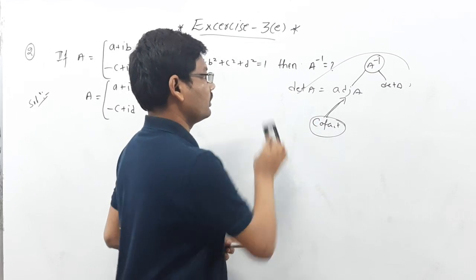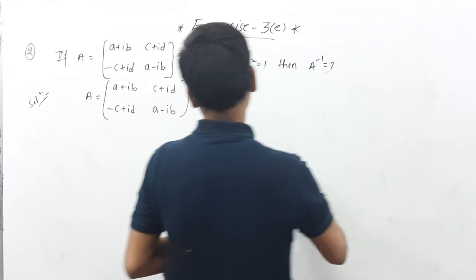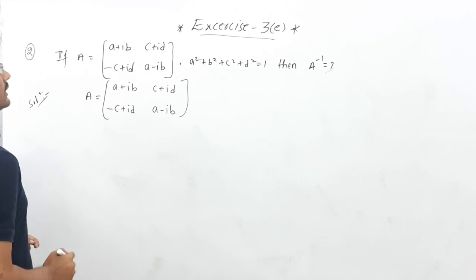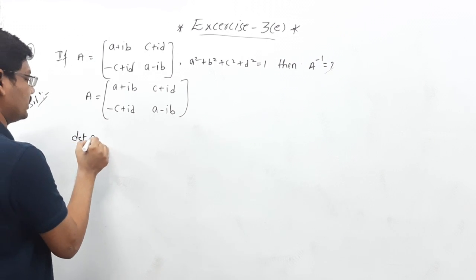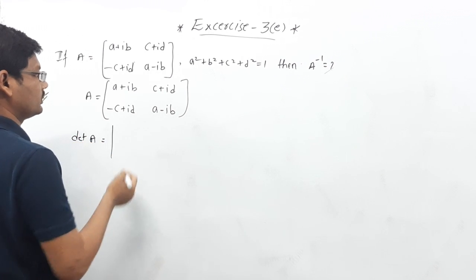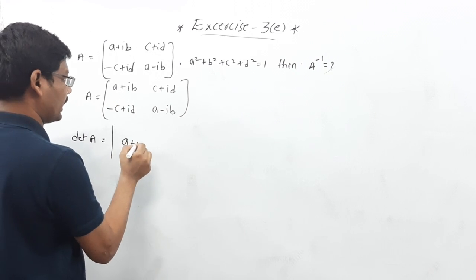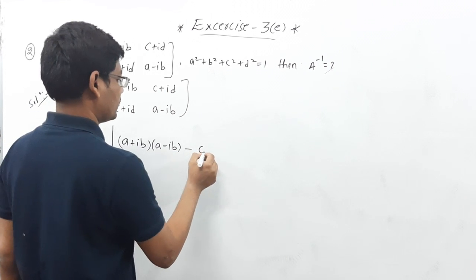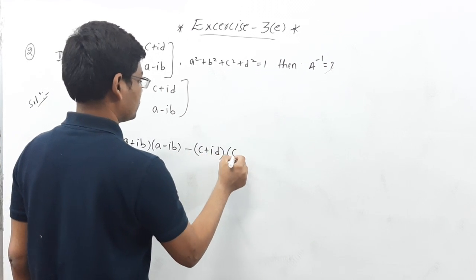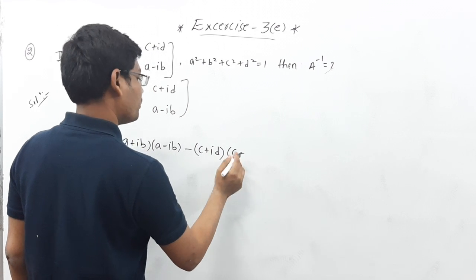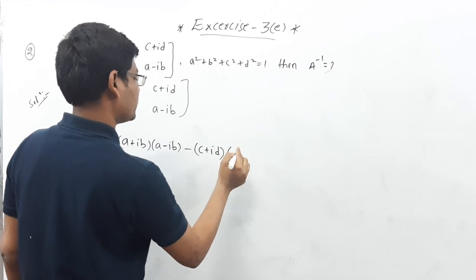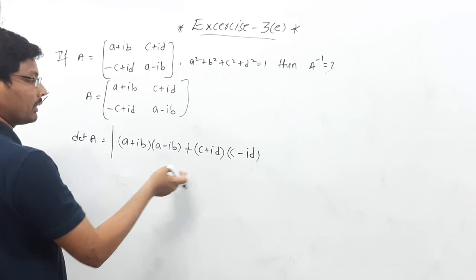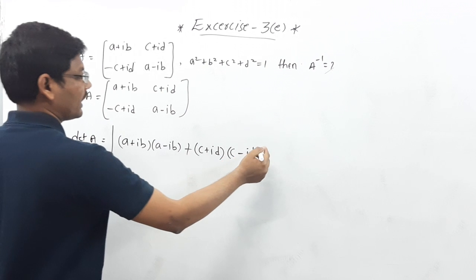And first I am finding det A. Det A is equal to the modulus of this one and this one: A plus iB into A minus iB, minus of C plus iD into minus C plus iD. If you take minus common, this will become plus here. I am taking minus as common here: C minus iD, modulus close here.